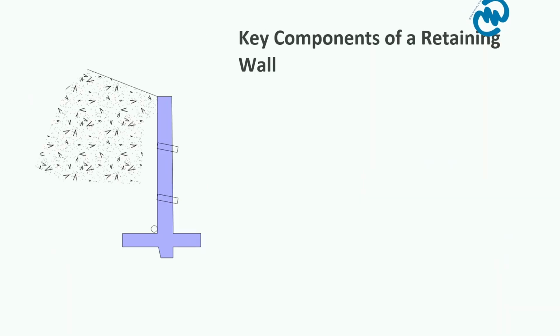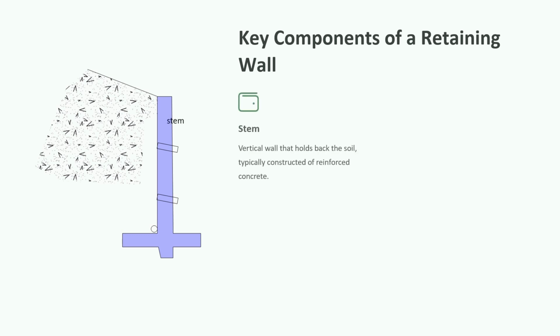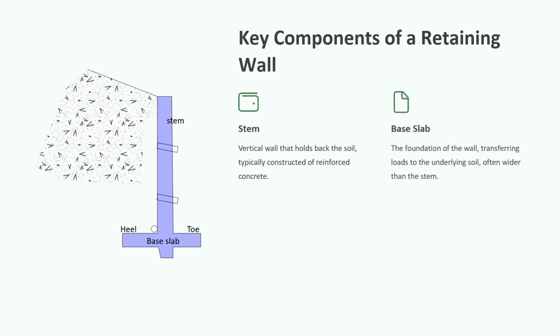Now that we know the types of retaining walls, let's take a closer look at their components. A retaining wall has three main parts: the stem, the base slab, and in some cases, a shear key. The stem is the vertical part of the wall that directly holds back the soil. It is typically the most visible part of the structure. Below the stem is the base slab, which provides stability and prevents the wall from tipping over or sliding.